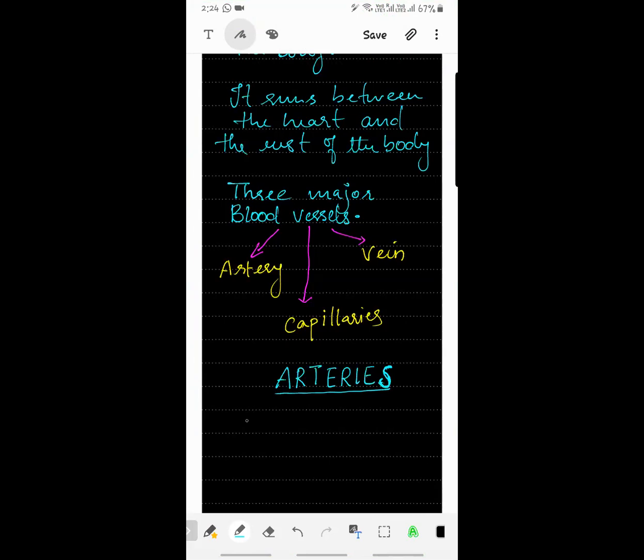So these carry blood from the heart to all the parts of the body.